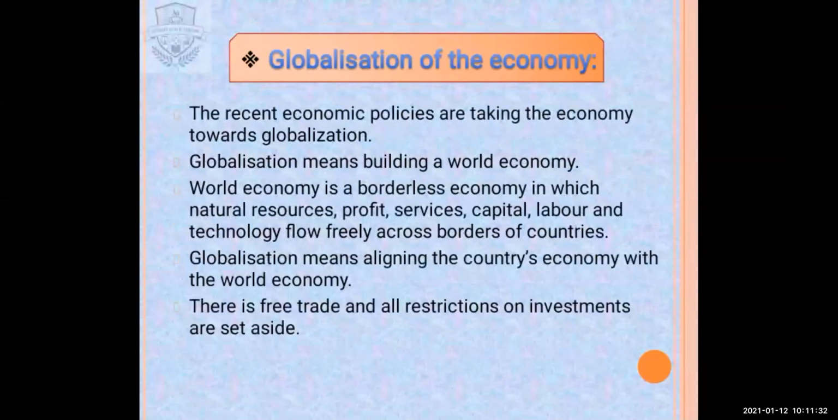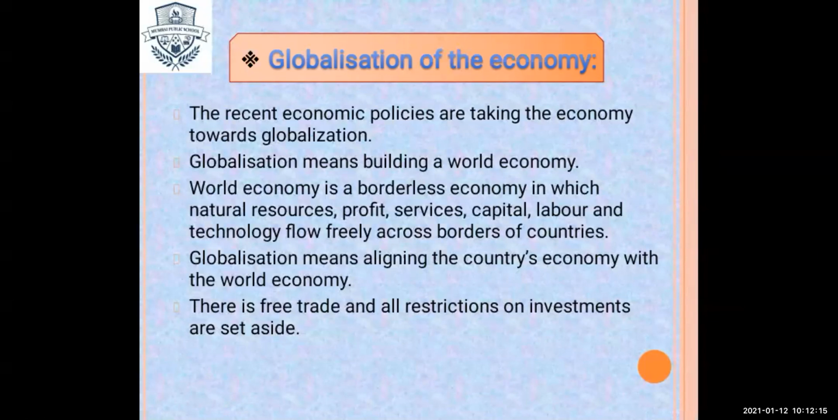Now we have come towards the main topic of this lesson, that is the globalization of the economy. Till now we were studying about the country's economy. But now we are going to study about the world economy, that is the globalization of the economy. So let's first understand the word globalization.